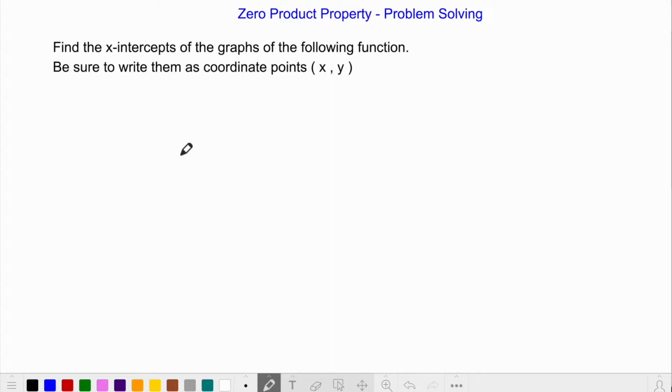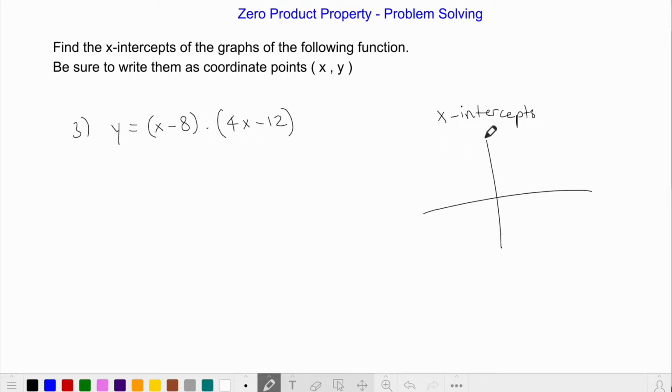For this problem, we have y is equal to x minus 8 times 4x minus 12. So x-intercepts are the points where the graph cuts through the x-axis. So here is the y-axis and here is the x-axis. If the graph cuts through the x-axis at these 2 points, these 2 points are known as x-intercepts.